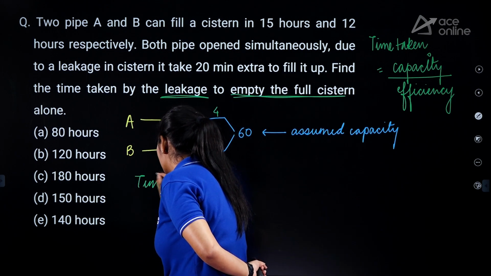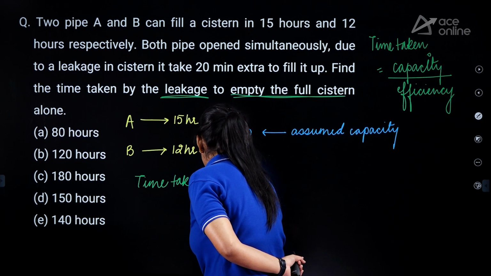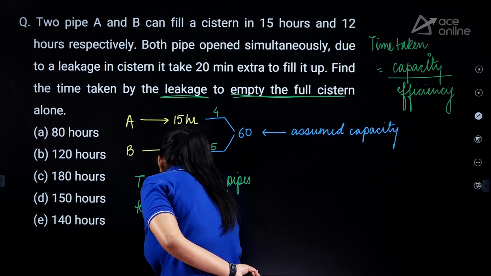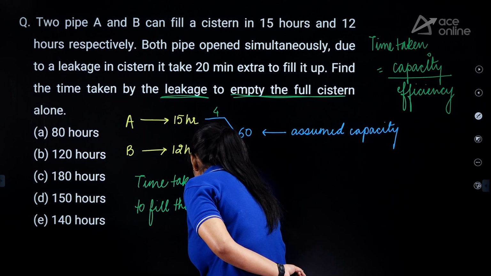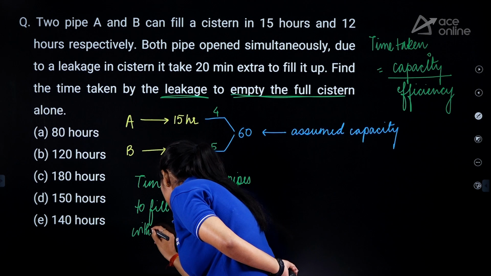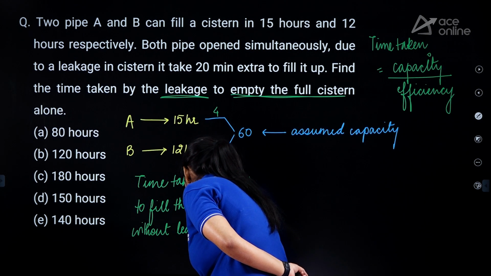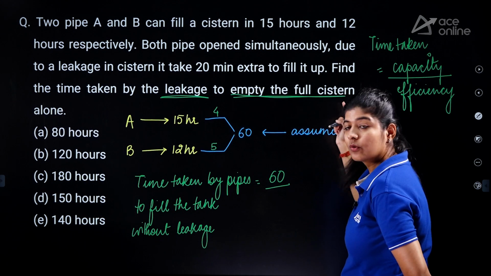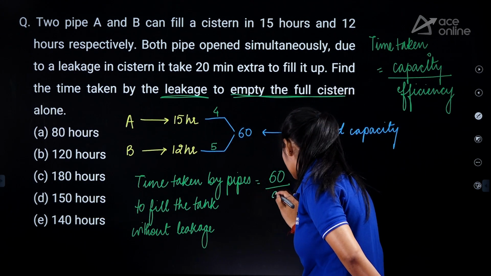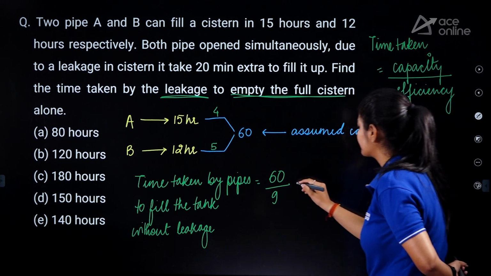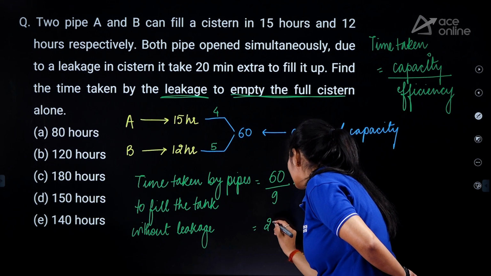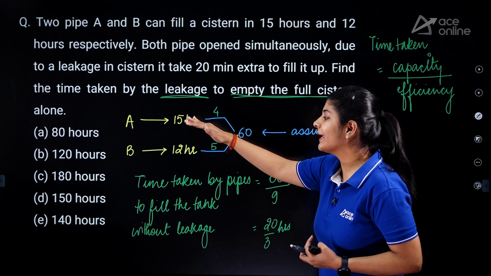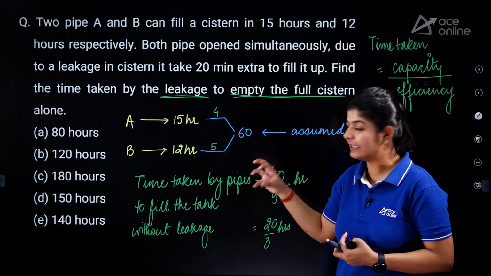So the time taken by the pipes to fill the tank without leakage is the total capacity divided by the total efficiency. 4 plus 5, that is 9, so 60 by 9, and we can simply write it as 20 by 3 hours. 20 by 3 hours is the time that both pipes A and B will take if they are simultaneously filling this tank.